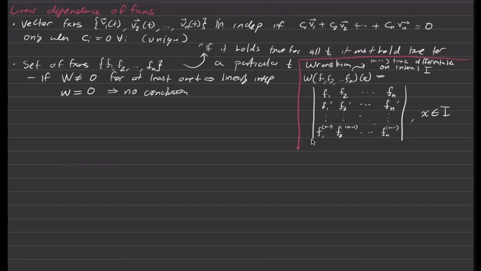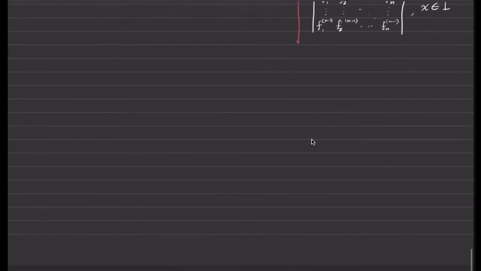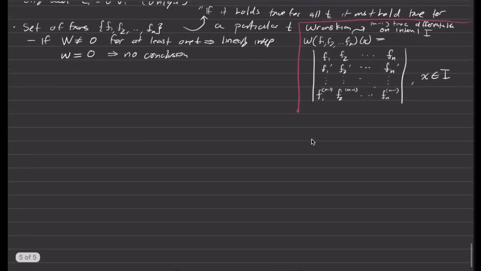Last thing we're going to cover, just a bunch of various definitions. We refer to span. This is the set of all linear combinations of vectors.